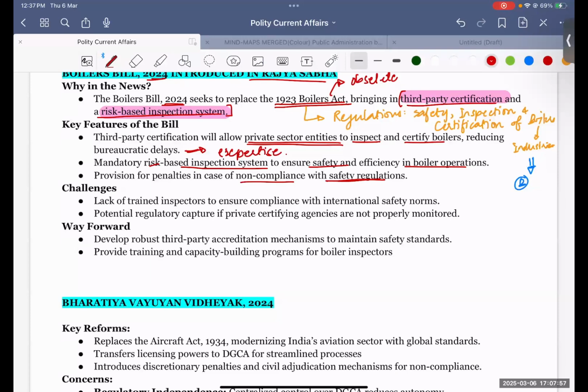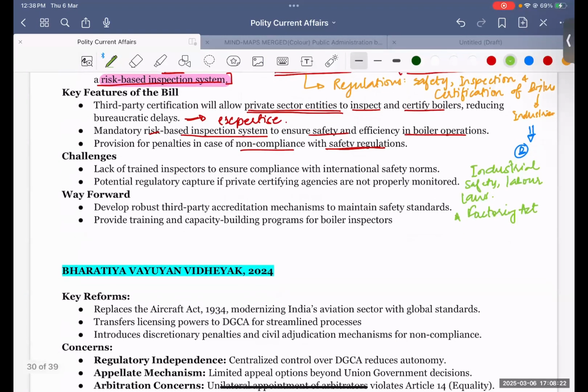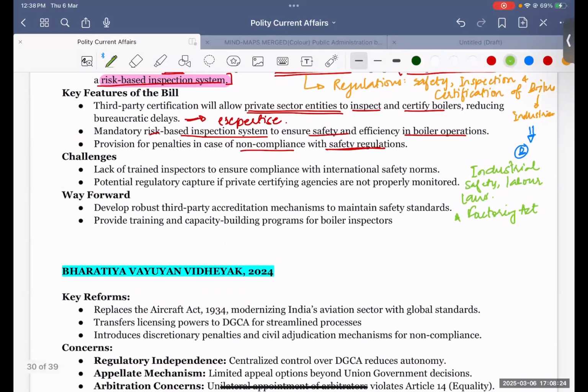Okay, why is this important again, guys? Because industrial safety and labor laws play an important role in our prelims. Okay, we have seen in 2016 there was a question on Factories Act. So that's why it forms an important part.